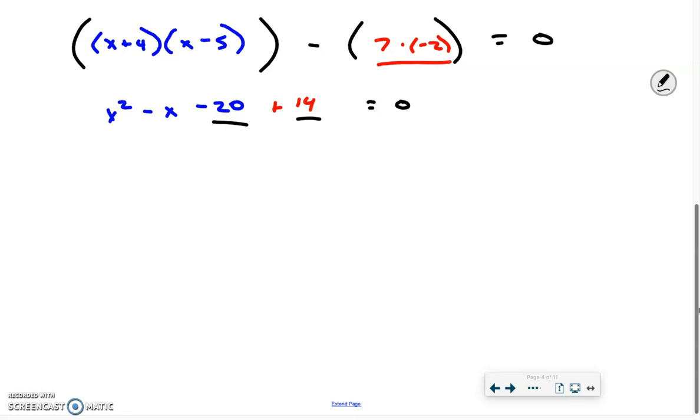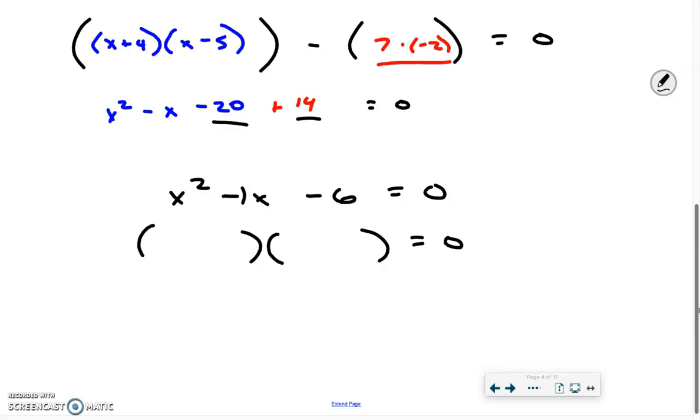The negative 20 and the 14. So we can now say that we have x squared minus x minus 6 equals 0, and then now we have a factoring problem on our hands. So the true question here becomes what multiplies to negative 6 and adds to negative 1? Negative 3 and positive 2.